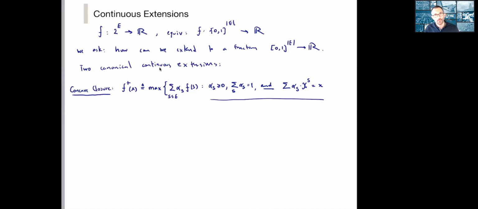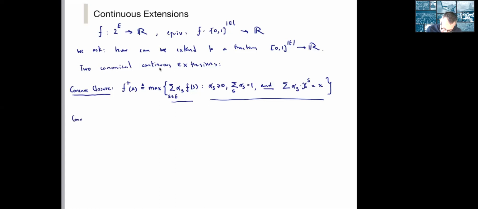And now it's just saying, now maximize over those alphas. This is a linear optimization problem, by the way, right? Because f of s is fixed in this case. Find the one that evaluates the maximum of this value. This is called the concave closure. We're not going to discuss any properties of it yet. We're going to show in the next slide that it earns its name and that indeed it is concave.